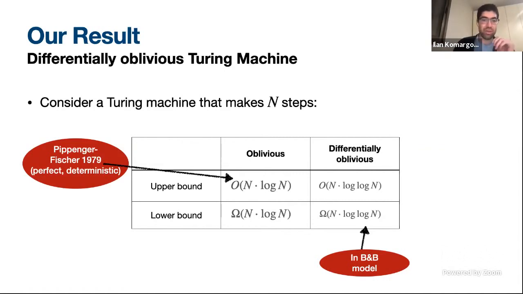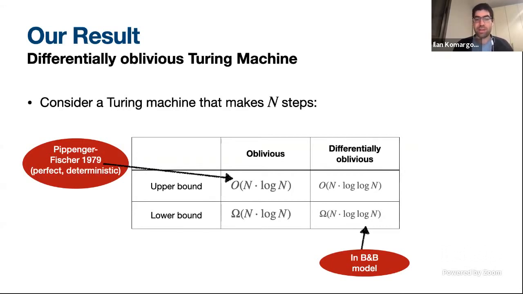There's a very famous result from the late 70s by Pippenger and Fischer, showing that any Turing machine can be made fully oblivious, so it can be made such that it's completely independent of the underlying input or program that you execute, with logarithmic overhead. This is a very famous and influential result from back in the 70s. We show that if you settle for the weaker notion of differential obliviousness, you can do it generically with only doubly logarithmic overhead. We also show a matching lower bound for our upper bound. So doubly logarithmic overhead is necessary.